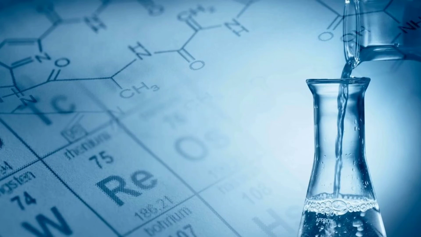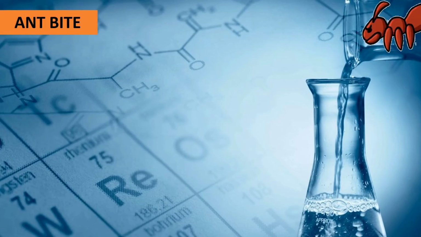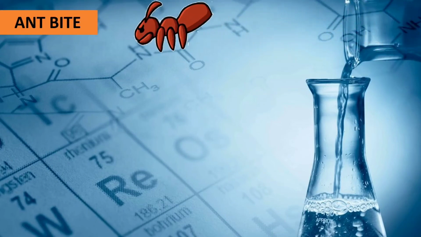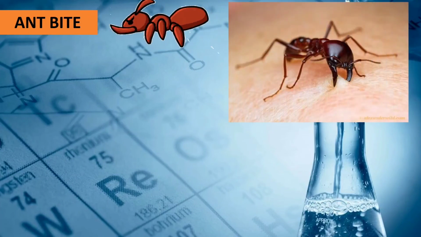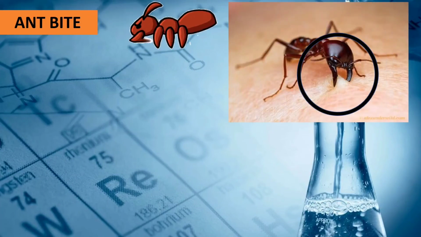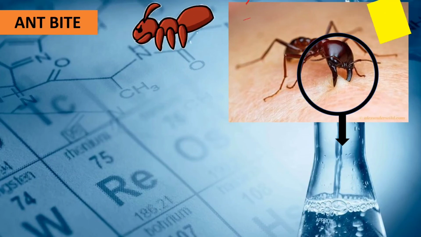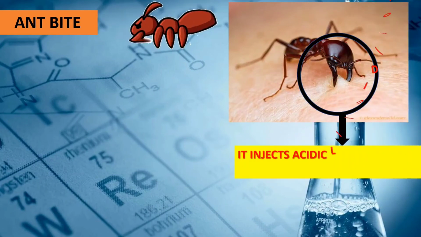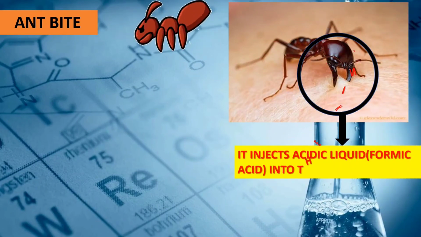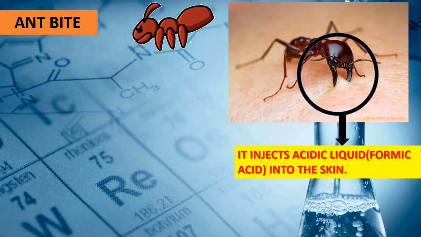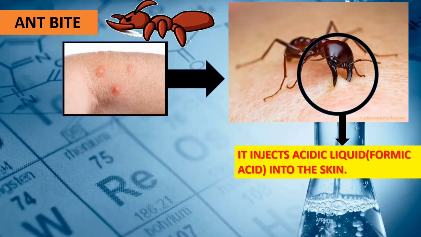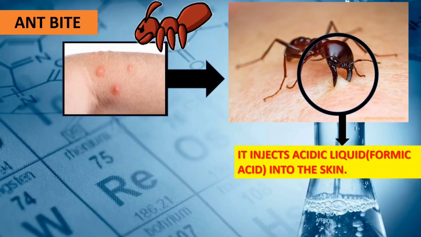The second application is ant bite. So what happens when an ant bites? The ant bites on the skin. It is basically injecting its sting inside the skin, right? By this injection, it is injecting an acidic liquid, which is formic acid, into our skin. And because of this acid, skin swelling or rashes are formed on the skin.